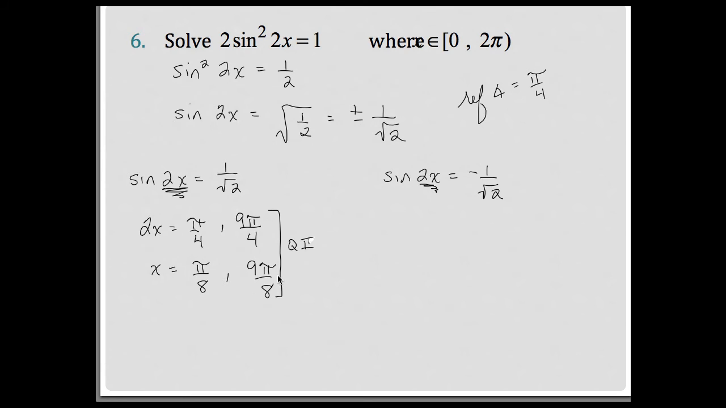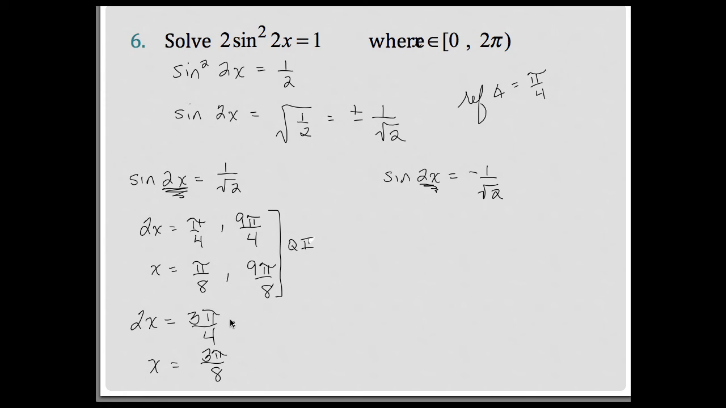All right, now we have to consider the second quadrant, because remember we were trying to figure out where sine was a positive 1 over root 2. Well, over in the second quadrant, that could be 3 pi over 4. Divide that by 2, you get 3 pi over 8.